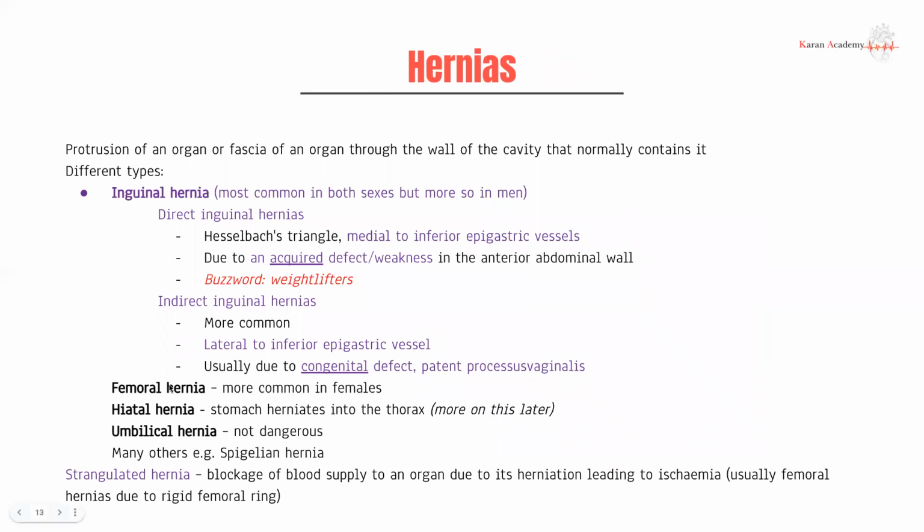Some other hernias include femoral hernias, which are more common in females. You can have a hiatal hernia, where the stomach herniates into the thorax, and we talk about this later. We have umbilical hernias, which are rather benign, and this is very common in babies, especially those with hypothyroidism, is an umbilical hernia.